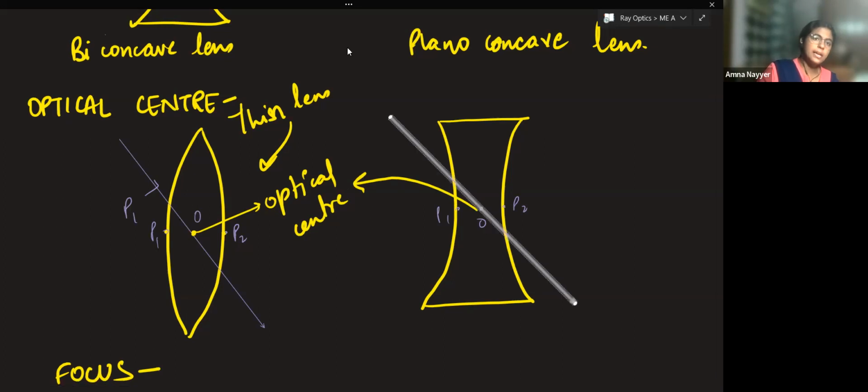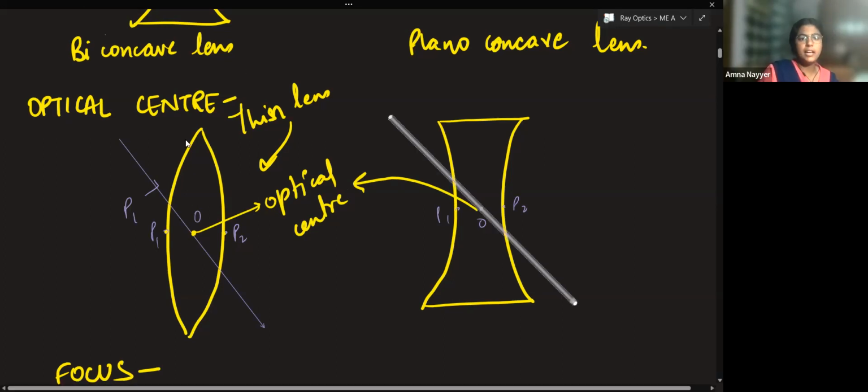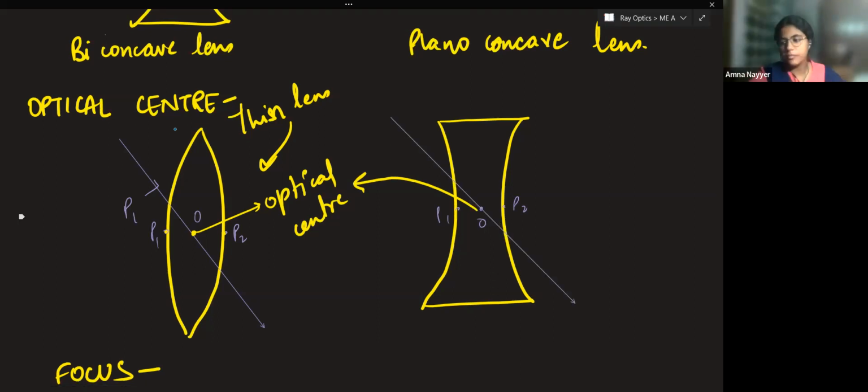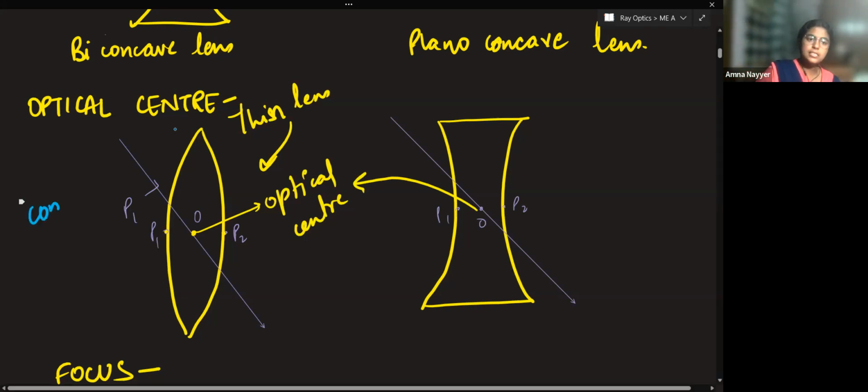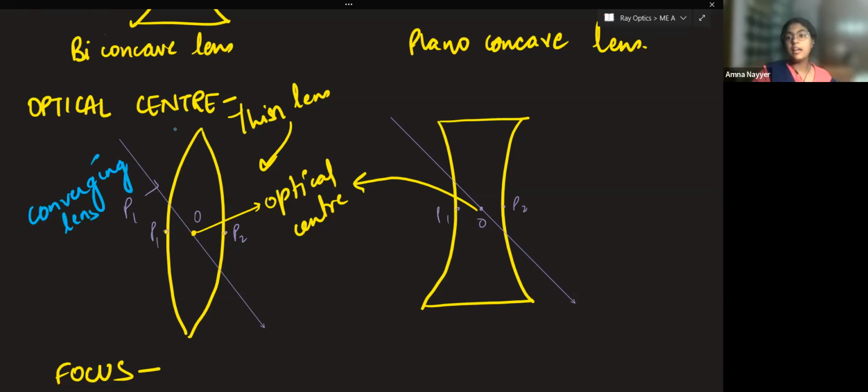Now, this type of convex lens that we have actually converges the images. Rays of light will be parallel and it converges the images. So we call the convex lens a converging lens as well. Whereas diverging lens, or diverging images, is produced by the concave lens. So this one is known as the diverging lens.